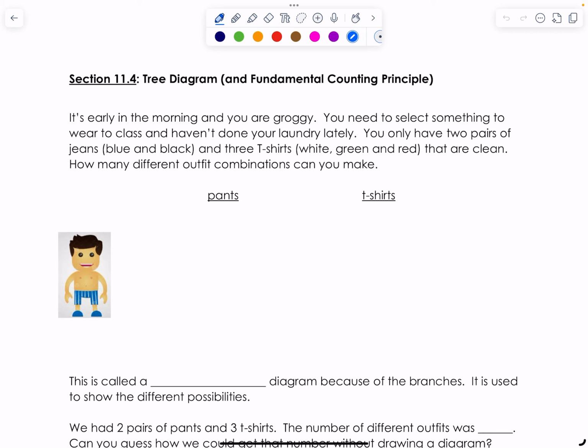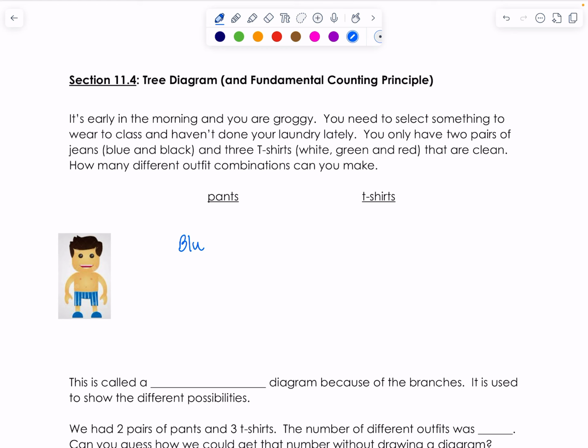So let's say it's early in the morning, you're super groggy, and you've got to pick something to wear. And you have not done your laundry lately, so you only have two pairs of jeans. You've got some blue jeans and some black jeans. And you only have three t-shirts, white and green and red, that are clean. Let's talk about how many outfits you can make.